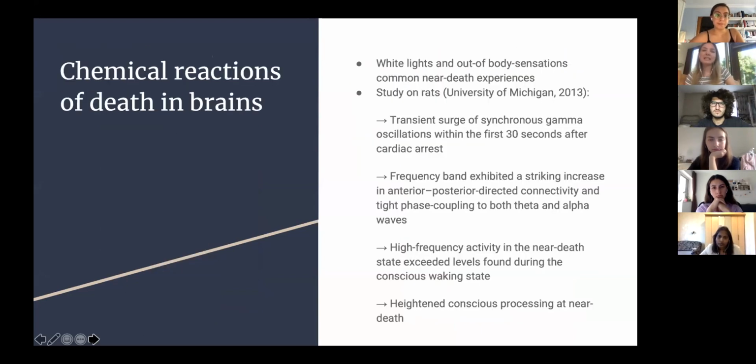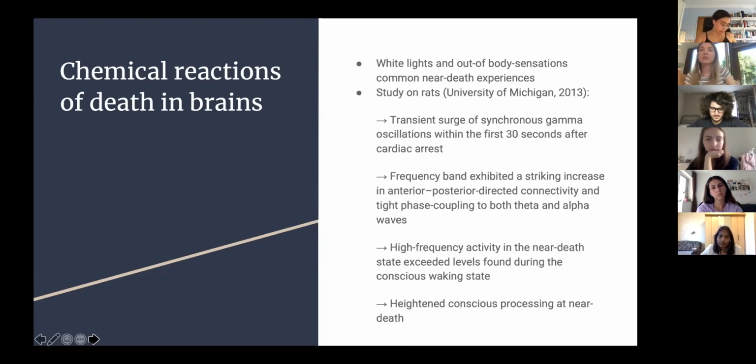Okay, so next, I'm going to be talking more about the chemical reactions that occur in your brain when you're dying. So I probably also guess you've heard of people seeing white lights or having out-of-body sensations when they have near-death experiences, which seems kind of weird because most clinicians would assume that the brain after clinical death is inactive or at least hypoactive. So they couldn't really explain these experiences. But actually there were studies that showed the complete opposite to what people usually guess of the brain being inactive when dying.